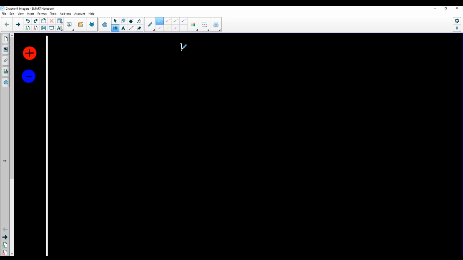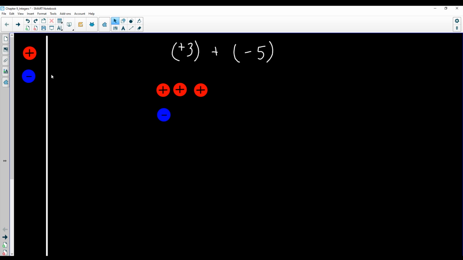All right, let's give ourselves an integer question. We'll say we have positive 3, and we're going to add to that a negative 5. To model that, we're going to use these counters. So we're going to have 3 positives, 1, 2, 3, and then we'll add to that 5 negatives.